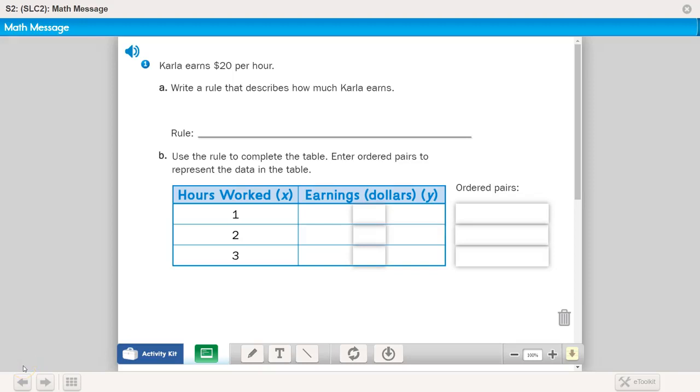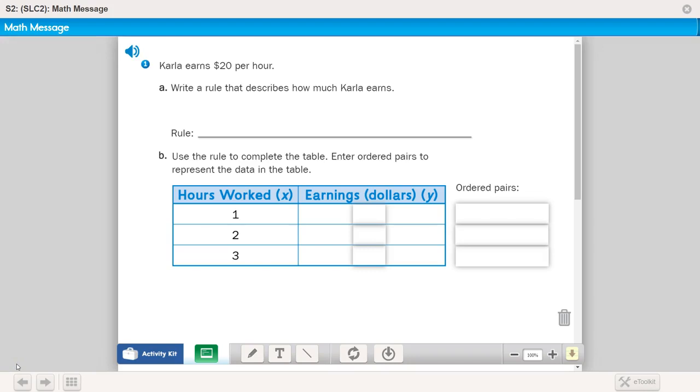Welcome to Lesson 7-12, Rules, Tables, and Graphs, Part 2. Today, students will use rules, tables, and graphs to compare real-world relationships and solve problems. Please turn to page 270 in your math journal for today's math message.